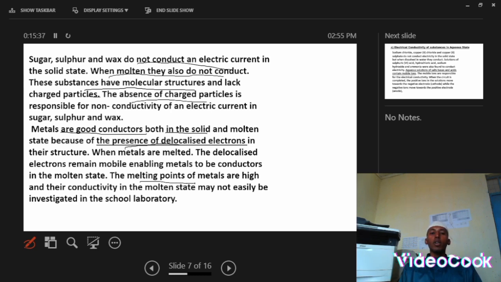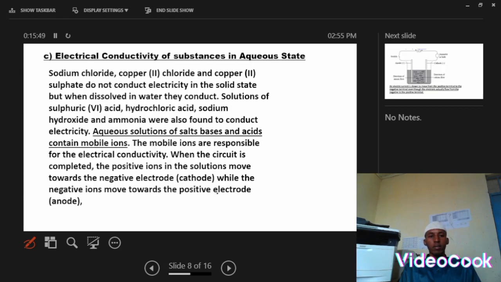The melting point of metals is very high. Their conductivity in molten state may not easily be investigated in a school laboratory because the melting point is very high.